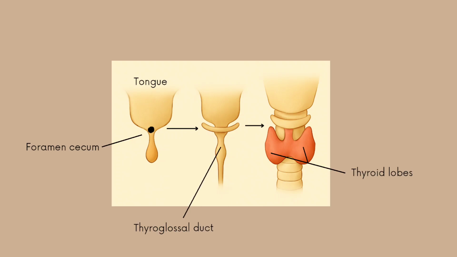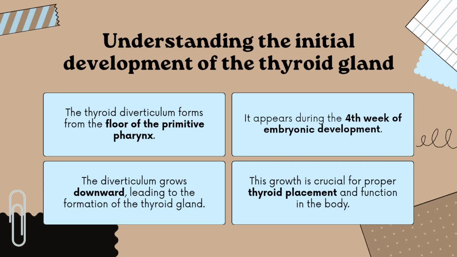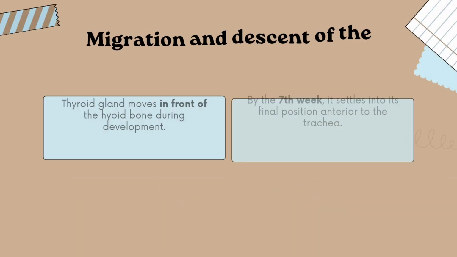The thyroid gland begins its journey at the base of the tongue, from the foramen cecum. The thyroid diverticulum forms from the floor of the primitive pharynx during the fourth week of embryonic development. It grows downward through the thyroglossal duct, eventually forming the thyroid gland.